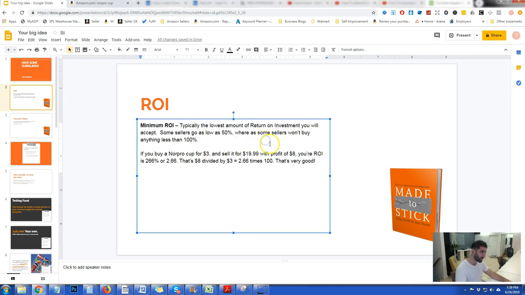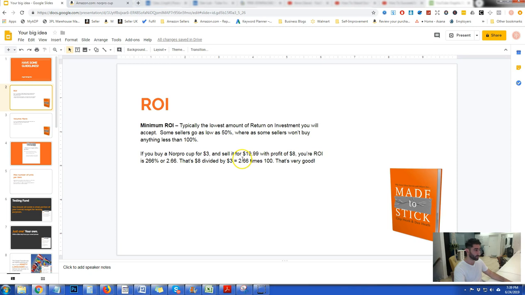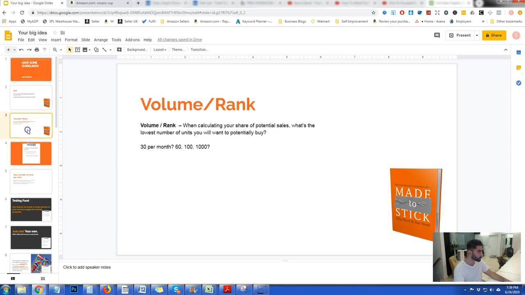It's pretty easy to calculate, but you really want to know your numbers. I think a lot of people just measure profit margin, which is fine too. You just want to know how much you're making on what you've invested, right? So that's pretty important. Next one is volume and rank.